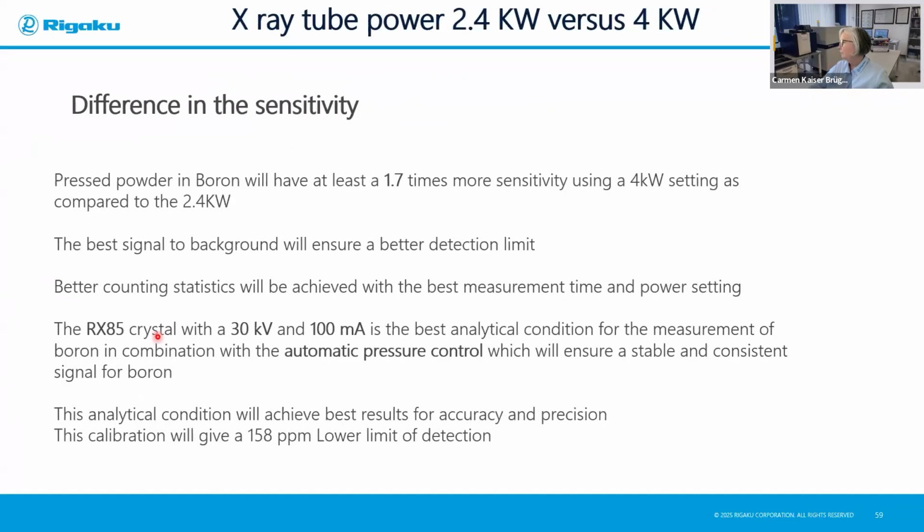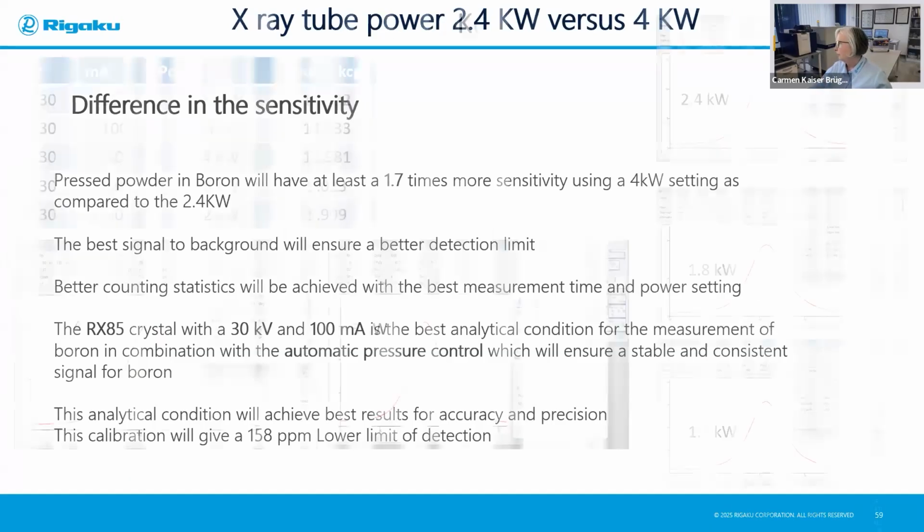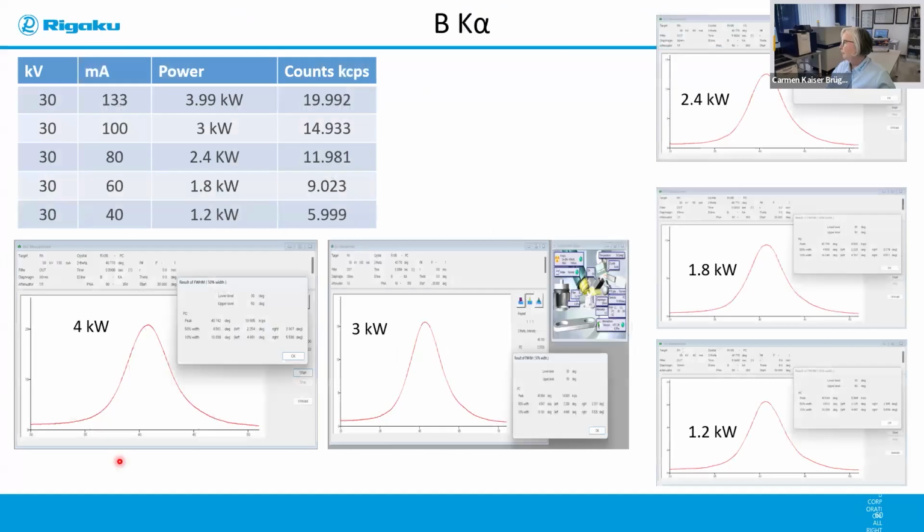Okay, so let's look at the differences in sensitivity between a 2.4 kilowatt versus a 4 kilowatt system, and the differences with the automatic pressure control. So here we have an example of an experiment that I tried, using different excitation conditions: almost 4 kilowatts of power, then 3, then 2.5, 1.8, and 1.2, to show what effect it will have on the intensity.